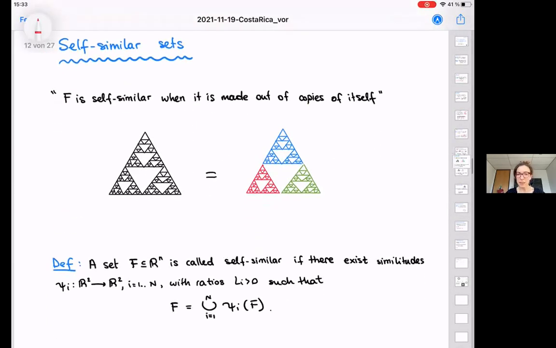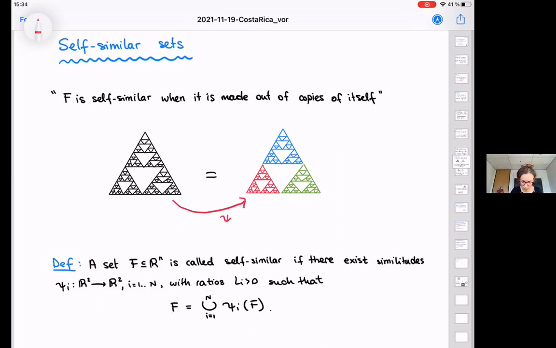Those are called self-similar sets. And again, the word tells you what's going on. A self-similar set means it's made out of copies of itself. So if we look at the Sierpinski gasket here, we see that there are 3 copies. One of the copies is what happens when I squeeze the thing and move it to the bottom left. So I can think of this as a function.